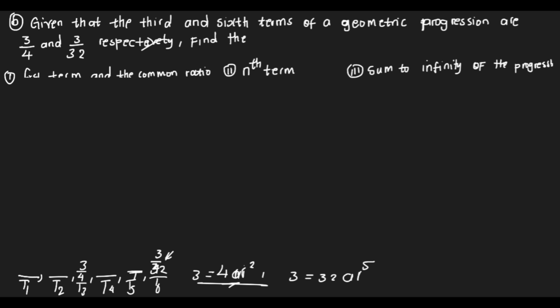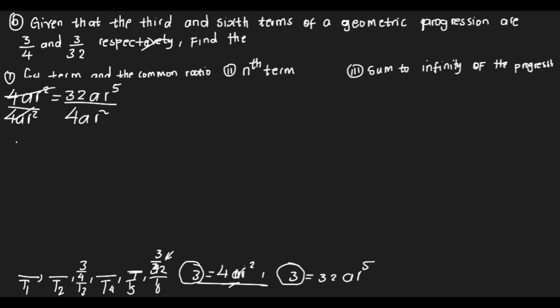Now we can see that we can equate, since here we have 3 is equal to 4Ar squared, and also 3 is equal to 32Ar raised to the power 5. So what we are saying is 4Ar squared is equal to 32Ar raised to the power 5. Now our focus is to first solve for R, the common ratio. So let's divide by 4Ar squared. On the left this will cancel, giving us 1. On the right, 32 divided by 4 is 8, and the Ar squared will cancel.